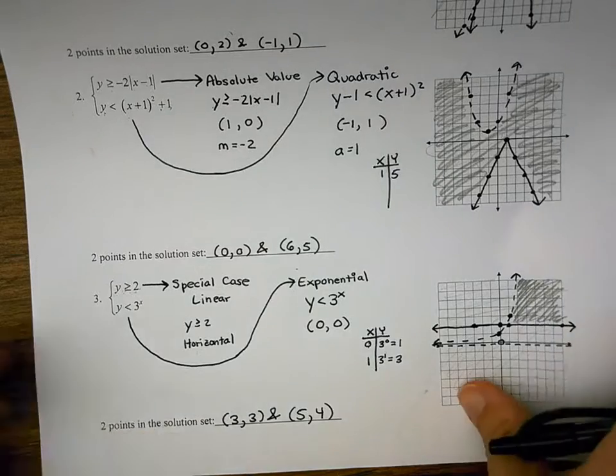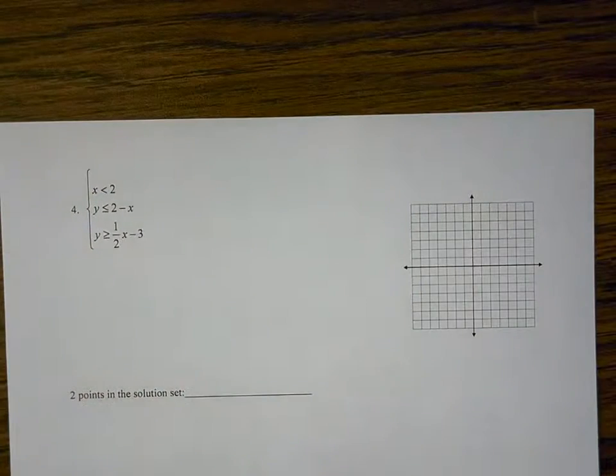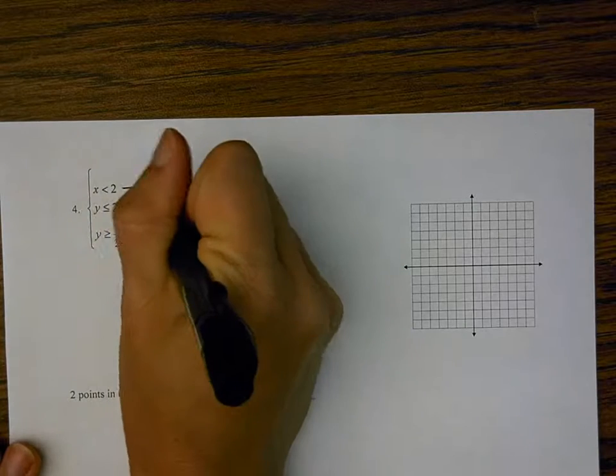Okay, one more. And again, if you'd like to pause it and try it on your own, go ahead and do so. This one we've got 3 that we are graphing. So first up, x is less than 2. What's that?